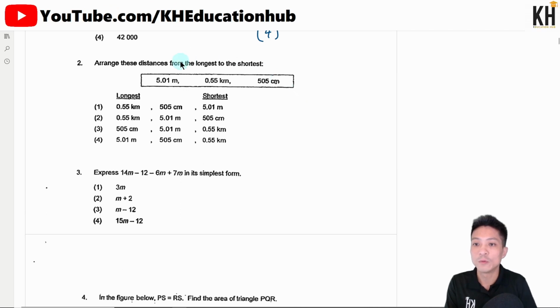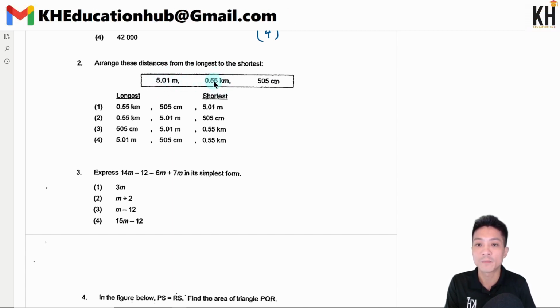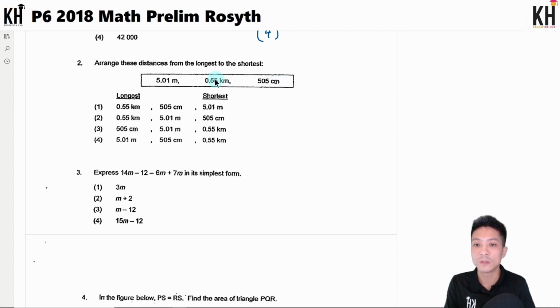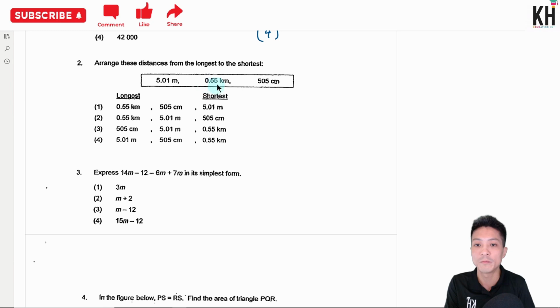Move on to question 2. Okay, arrange these distances from the longest to the shortest. Okay, so this is 5.01 meter. The next one is 0.55 kilometer. Okay, the last one is 505 centimeter. So in order to compare from the longest to the shortest, I must make sure that they are all in the same unit. Okay, so I would prefer to change them all to meter.